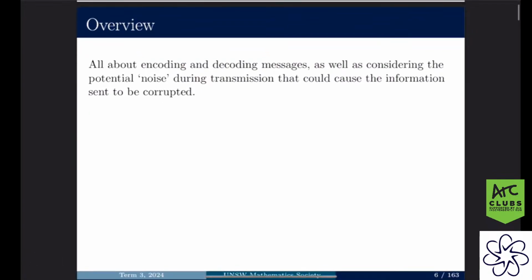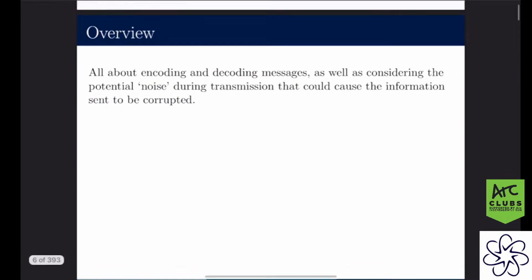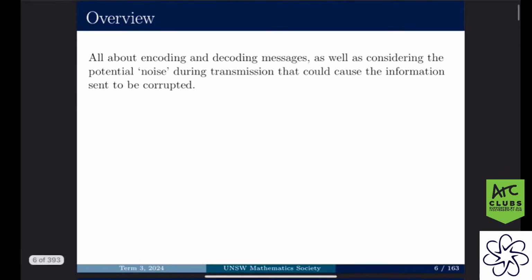So what is this course all about? It's all about encoding and decoding messages from a sender to a receiver, as well as considering the potential noise or errors that could occur during transmission that could cause the information to be corrupted. And it's all about how we can detect these kinds of errors or noise, and also how we can correct them.